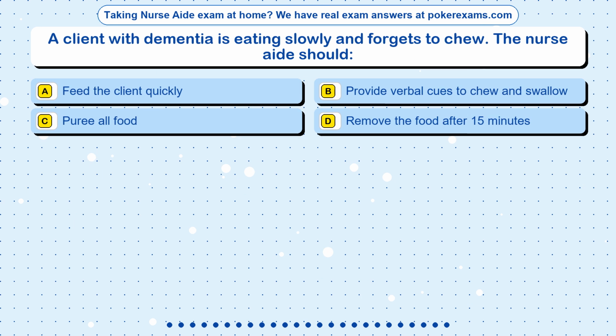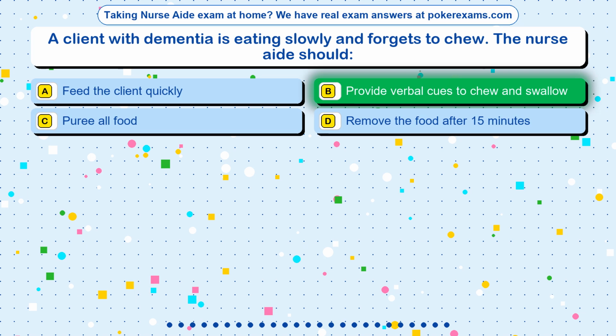Question 21. A client with dementia is eating slowly and forgets to chew. The nurse aide should: Option A, feed the client quickly. Option B, provide verbal cues to chew and swallow. Option C, puree all food. Option D, remove the food after 15 minutes.